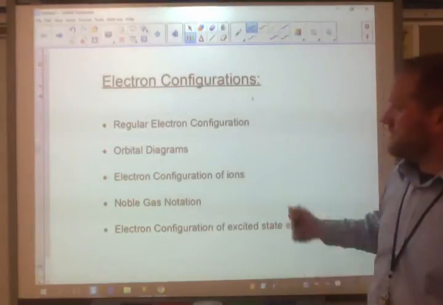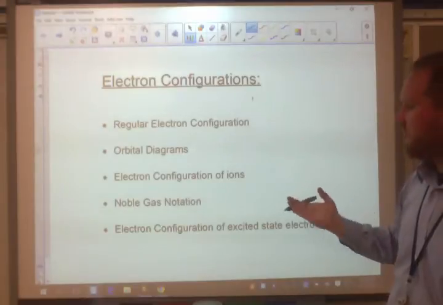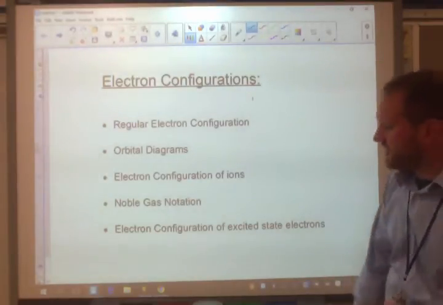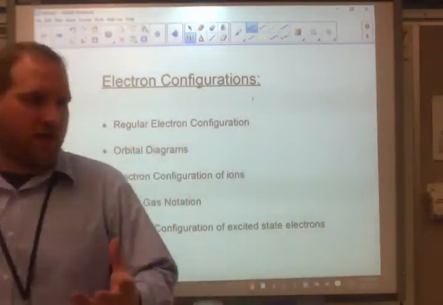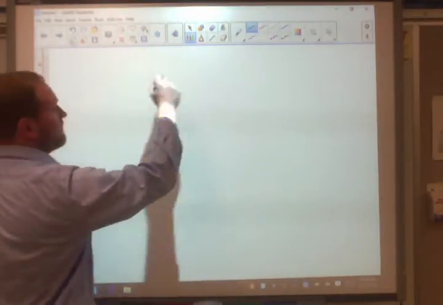Okay, this video is going to cover electron configurations with all sorts of parts included: regular electron configuration, orbital diagrams, electron configuration of ions, noble gas notation, and electron configuration of excited state electrons. I'm going to start by going over what the orbitals actually look like that these electrons fill in.